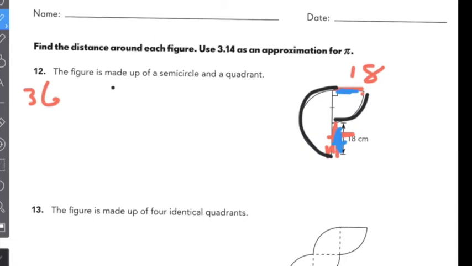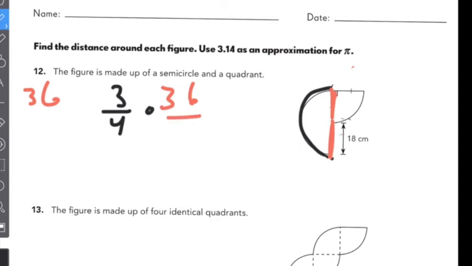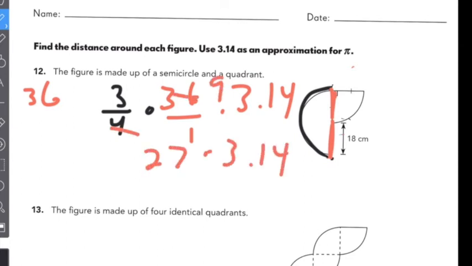So I'm going to take 3/4 times, now the diameter here is going to be, now if I erase over here, you'll see, it's going to be 36. And the reason why is this is 18 and this is 18, and you add them, that's 36. Times 3.14, because that's what we want for pi. So I could simplify right here. So now I get 27 times 3.14. You multiply those and then add the 36, because remember this is 18, this is 18, and this is 18, and that'll give you your answer.